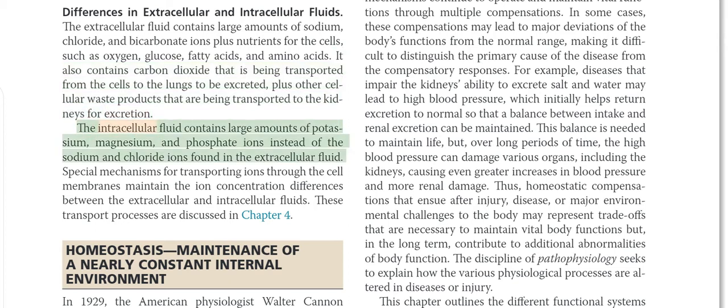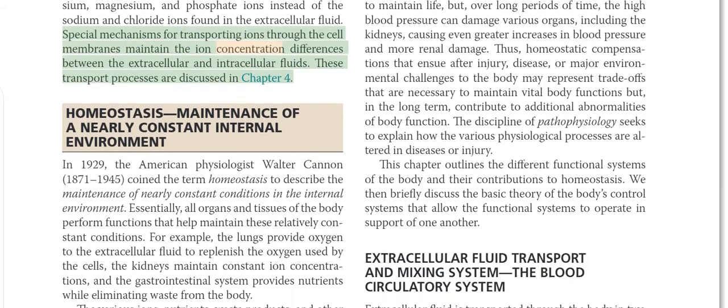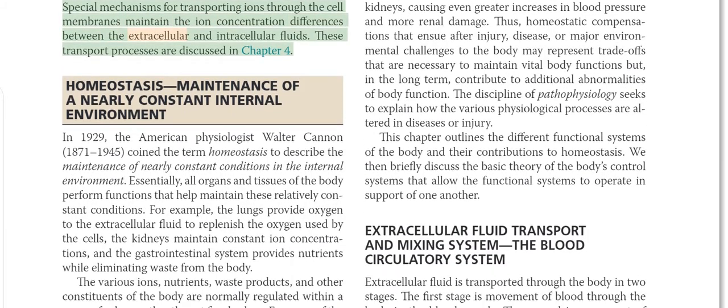The intracellular fluid contains large amounts of potassium, magnesium, and phosphate ions instead of the sodium and chloride ions found in the extracellular fluid. Special mechanisms for transporting ions through the cell membranes maintain the ion concentration differences between the extracellular and intracellular fluids. These transport processes are discussed in Chapter 4.